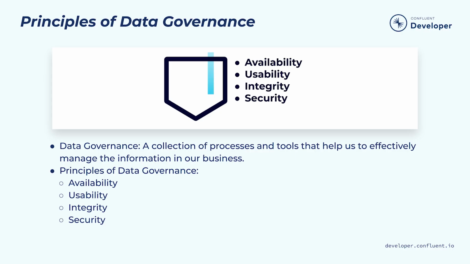Businesses undergoing a digital transformation have been forced to contend with the massive amount of data they are now collecting. This has led to the growth of an industry known as data governance. Data governance is a collection of processes and tools that help effectively manage the information in a business. It is supported by four main principles. They are availability, usability, integrity, and security.